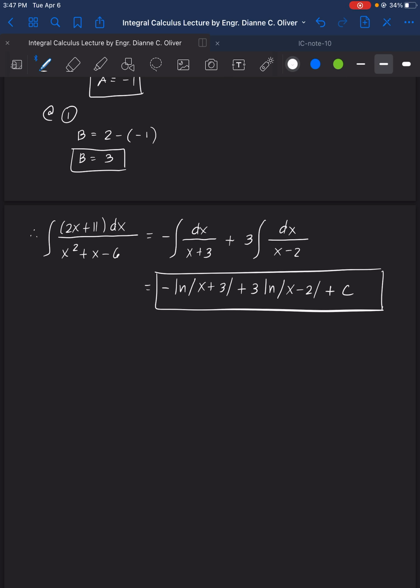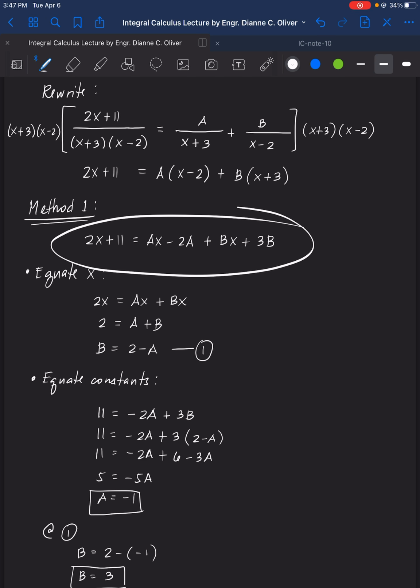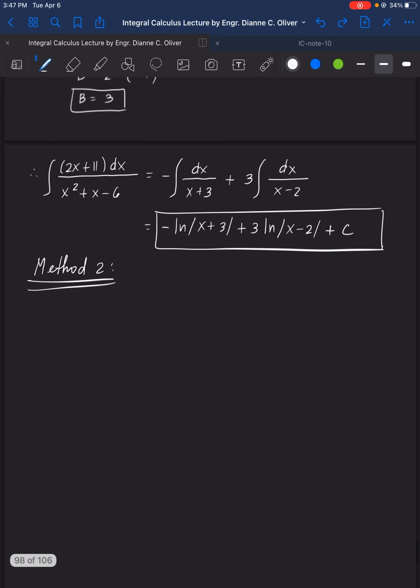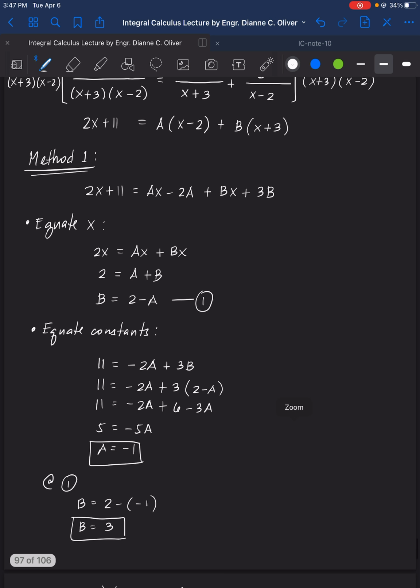Okay. Now for method number 2, let's see if we will be able to get the same answer using method 2. Now again, let's have this already, this part here. So 2x plus 11 is equal to a times (x minus 2) plus b times (x plus 3). Is it the same? Yes, it is the same.